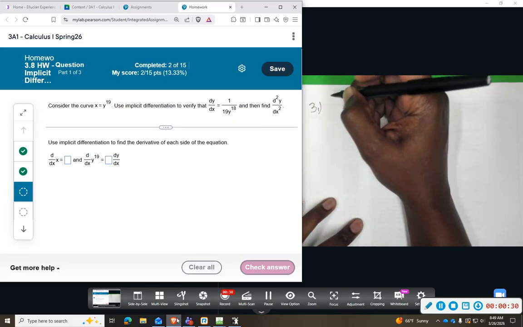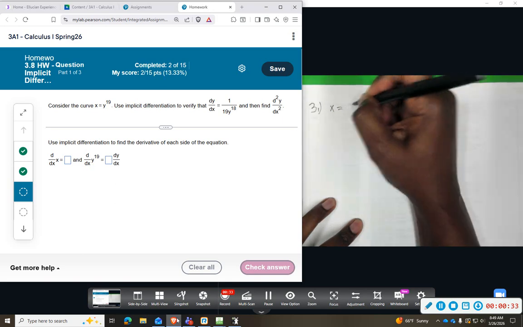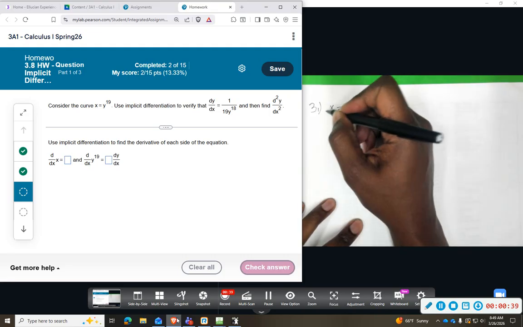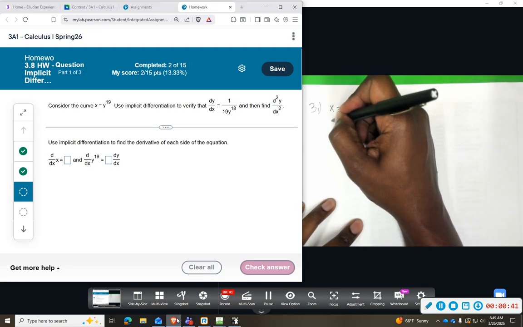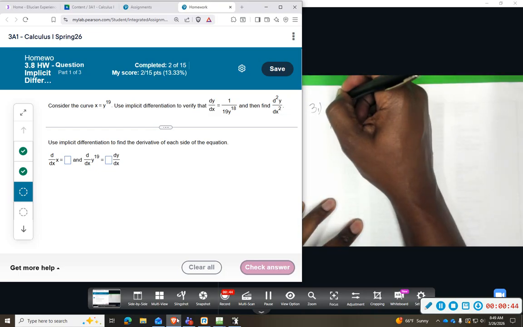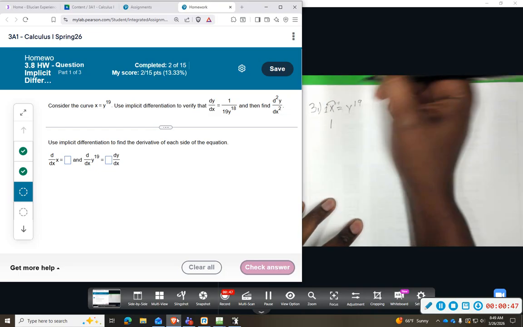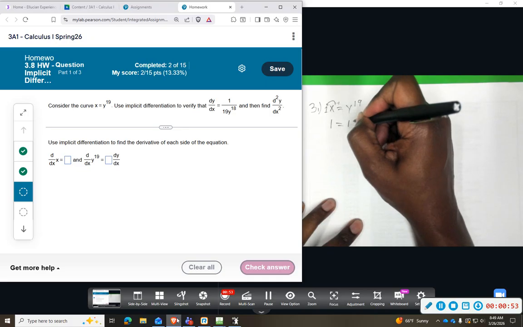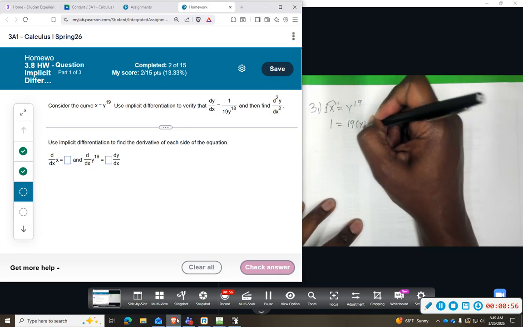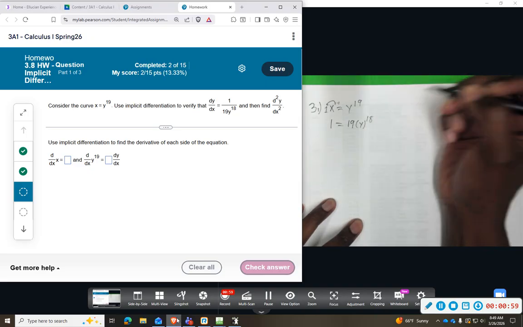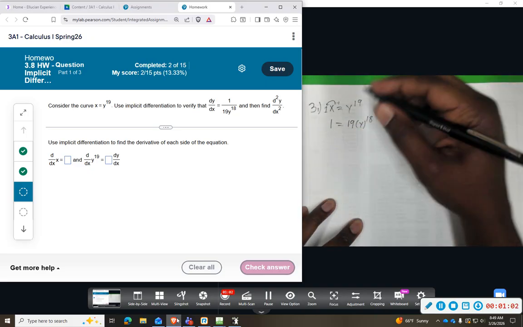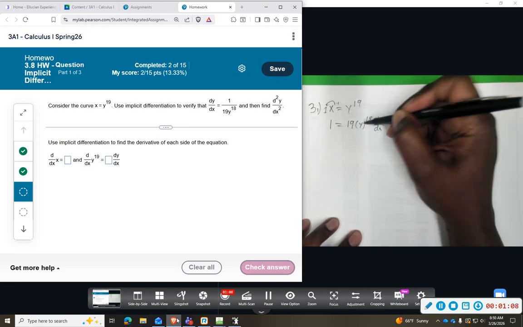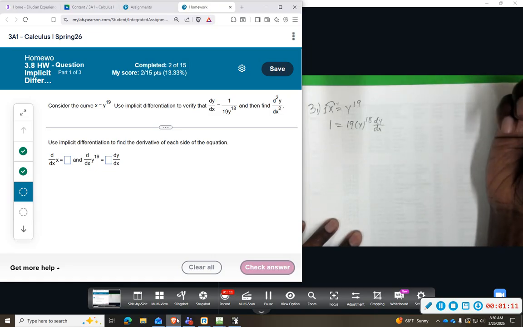So we start out with x equals y to the 19th power. We're going to take the derivative of this function. The derivative of x is just 1 using the power rule. Multiply by 1, subtract 1, you get 0, so you just end up with a 1. Power rule will bring down the 19, y, subtract 1 to the 18th power. Then the derivative of the inside, we add a dy/dx, because we're taking the derivative of y with respect to x.